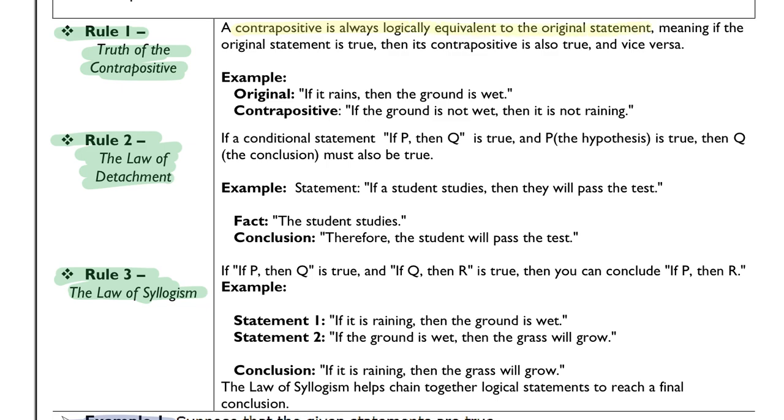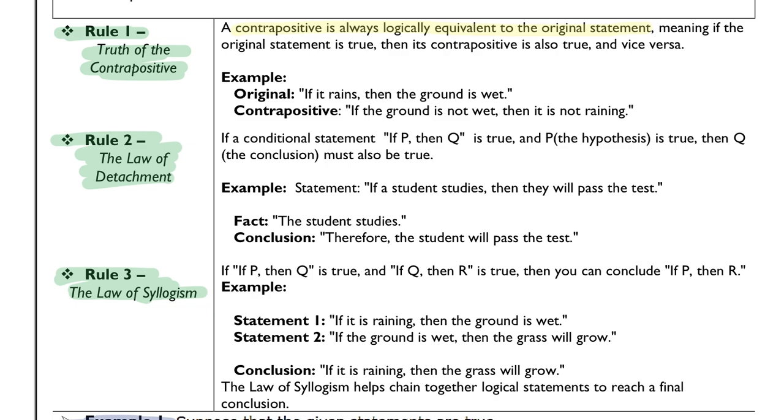So if my original if-then is, if it rains, then the ground is wet. So, when it's raining out, it does get wet. Then the contrapositive, which negates both parts and flips them: if the ground is not wet, then it is not raining. So it's a logical conclusion that if this one's true, this one's also true, or if this one's false, this one also has to be false. That is something we call the truth of the contrapositive.